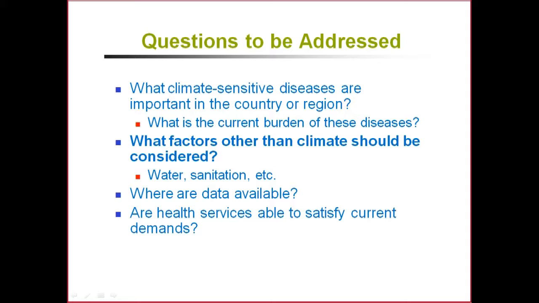Where can I get the data, the source of data for such disease? And can we satisfy current demands? Our health services, our health supply system, is it able to satisfy the current demands of disease management in terms of supply of drugs, infrastructure, human resources, and so on? After establishing that situation analysis, we are going to put in an adaptation plan. Now, estimate what will happen in the future, then put down some interventions.